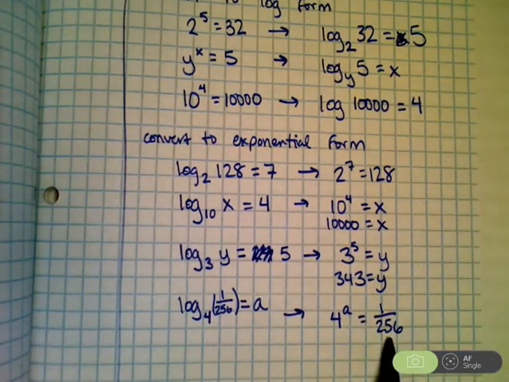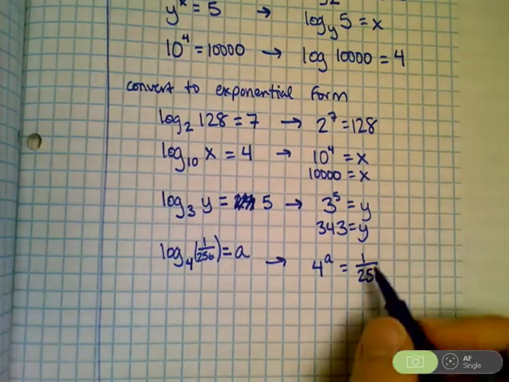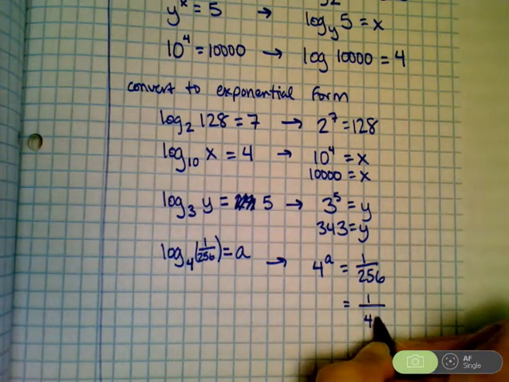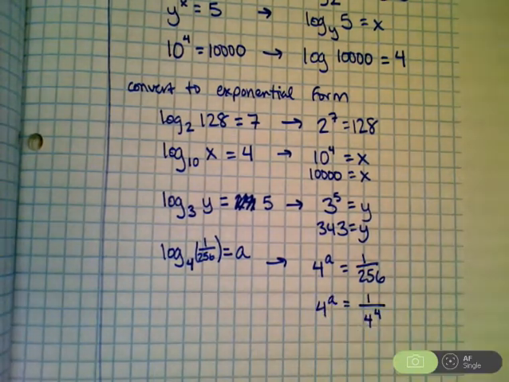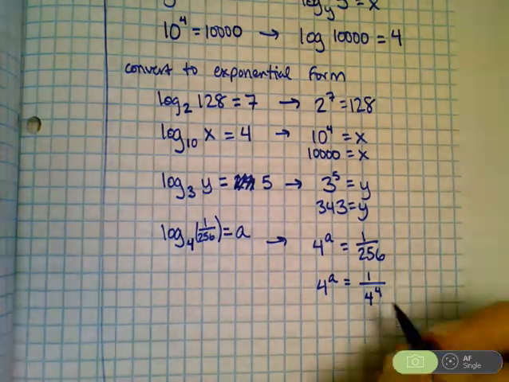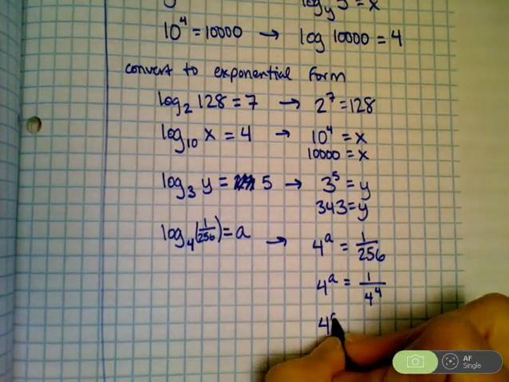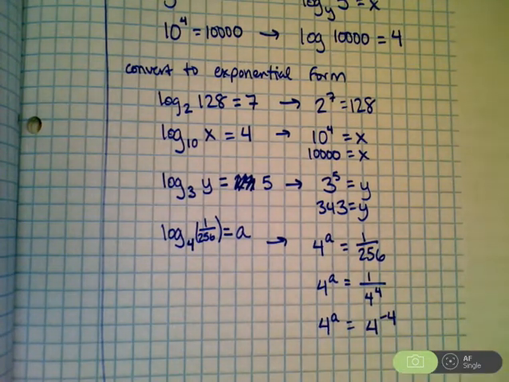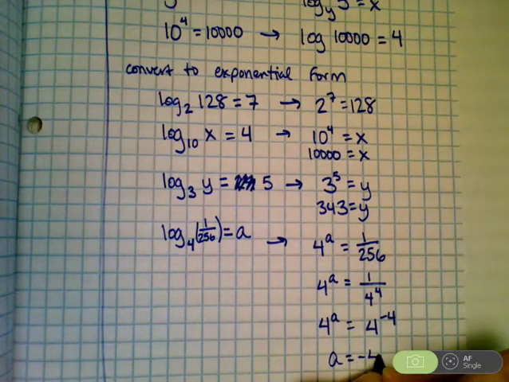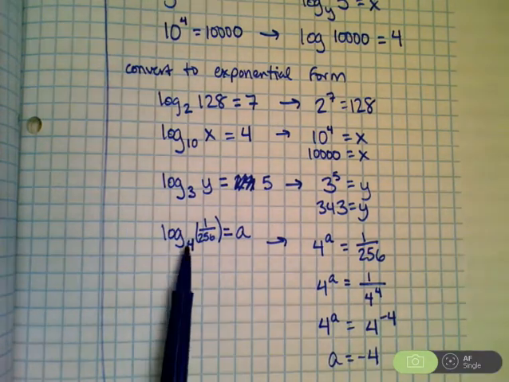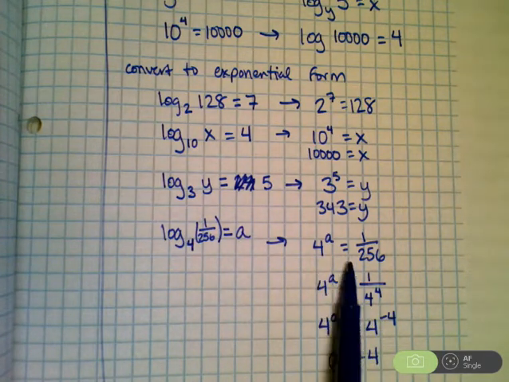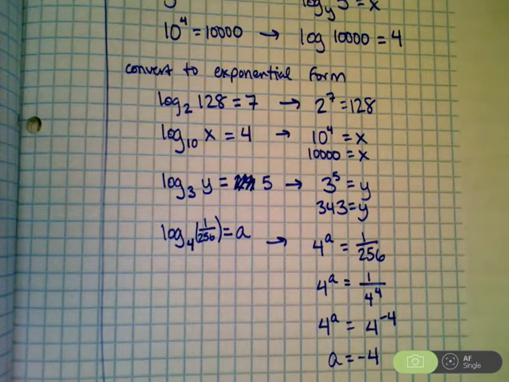Then we take a look at this. Well, 1 over 256, we can rewrite 256 as a power of 4. That's 4 to the 4th. So 4 to the a equals 1 over 4 to the 4th. But 1 over 4 to the 4th is just 4 to the negative 4. And suddenly you can see that a is just negative 4. So if you have a log problem like this, in order to figure out the value it's equal to, you rewrite it as an exponent, and then you go through those steps to figure out the exponential form.